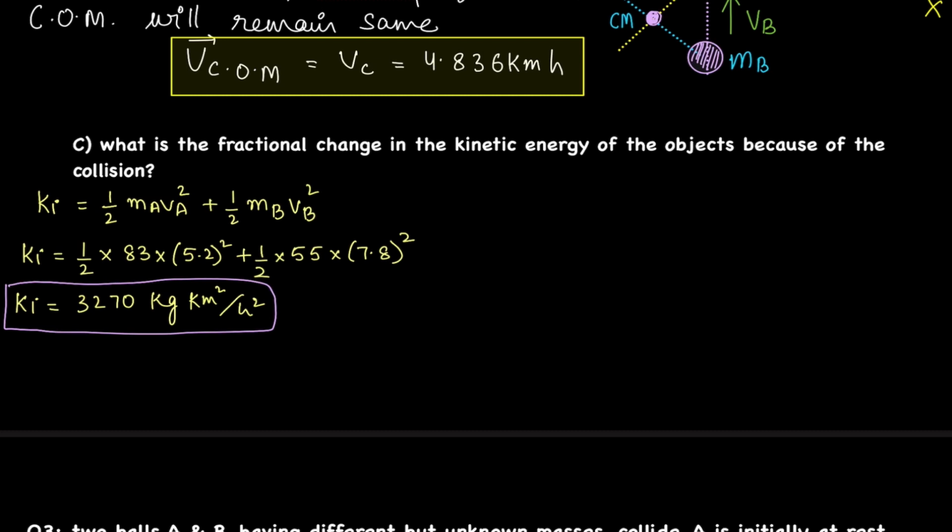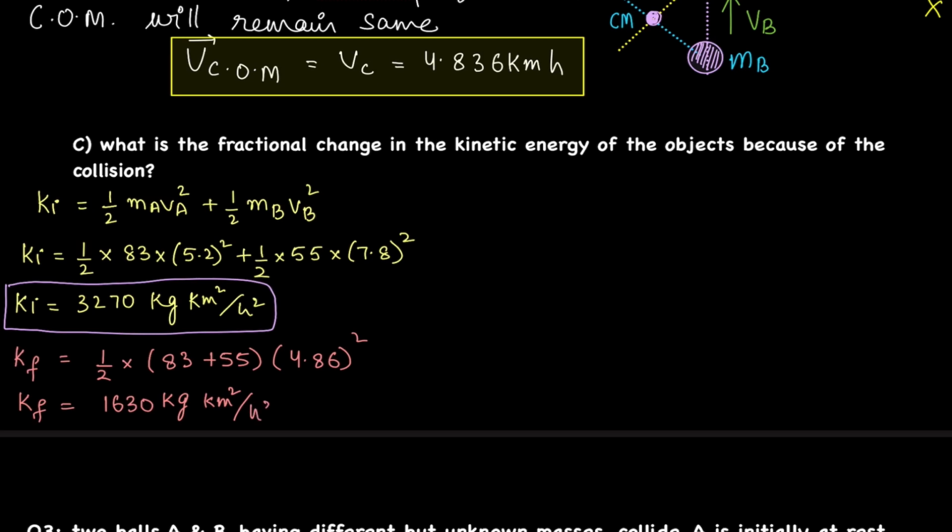This is the kinetic energy you will get after the calculation initially. Now what about the final kinetic energy? Similarly, we can calculate it. K final, again the system is moving combinedly, so we write 1/2 times the combined mass, 83 plus 55, and the combined velocity, 4.86 square. You will get K final is equal to 1630 kg kilometer square per hour square. This is the kinetic energy after.